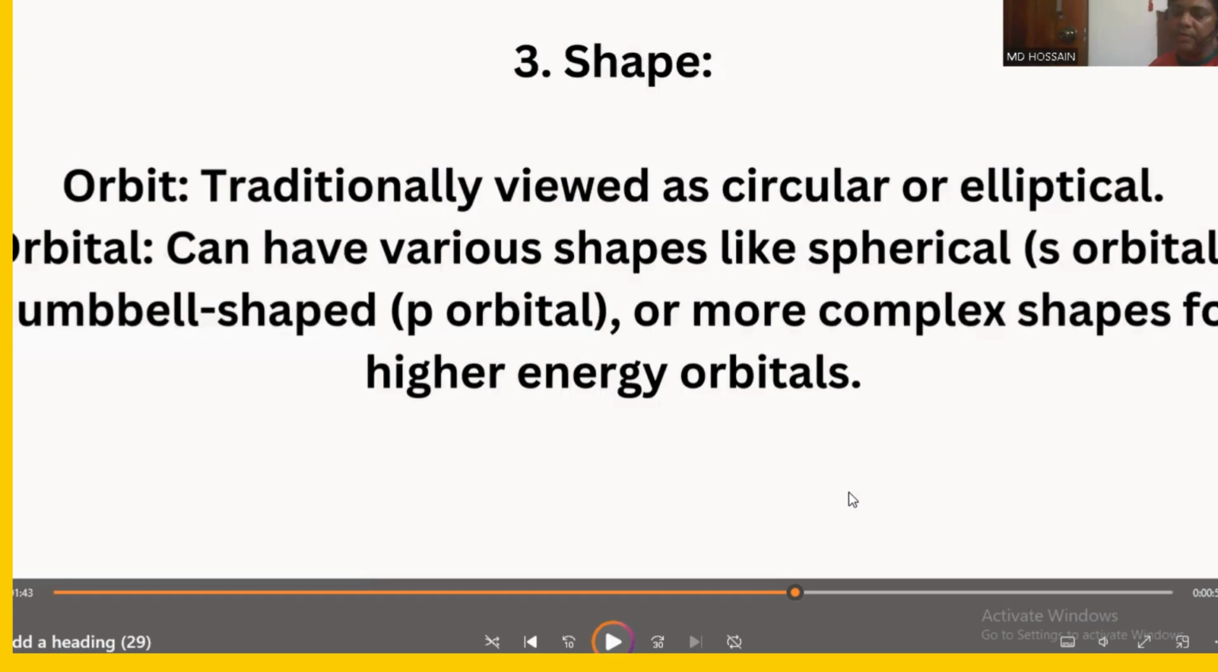So you have to memorize this. Orbit, traditionally circular and elliptical. Whereas orbital is a little bit complex, it may be spherical as s orbital, dumbbell shaped p orbital, and more complex. So from this slide you have learned 2 things. Okay, next.